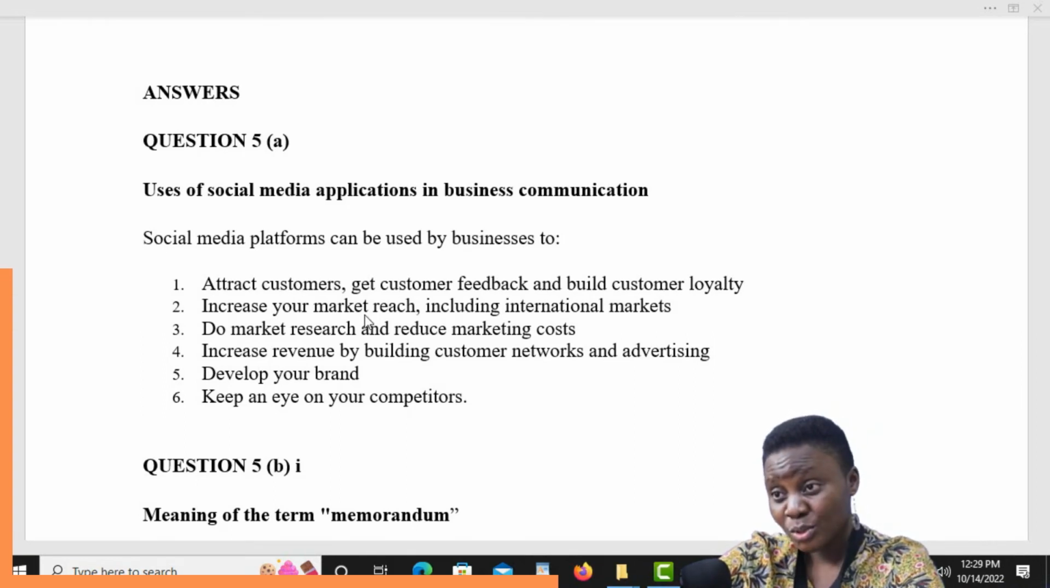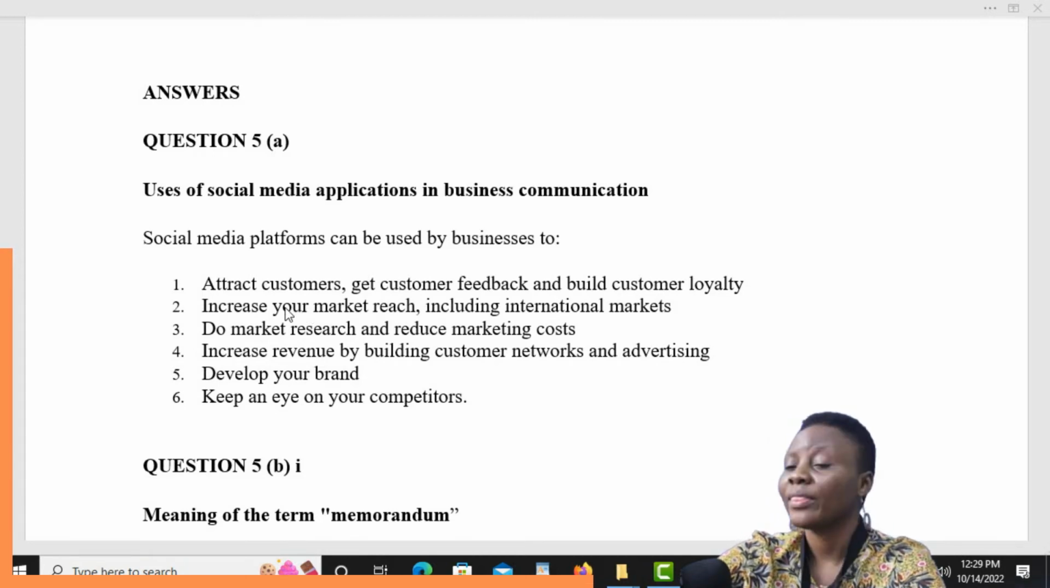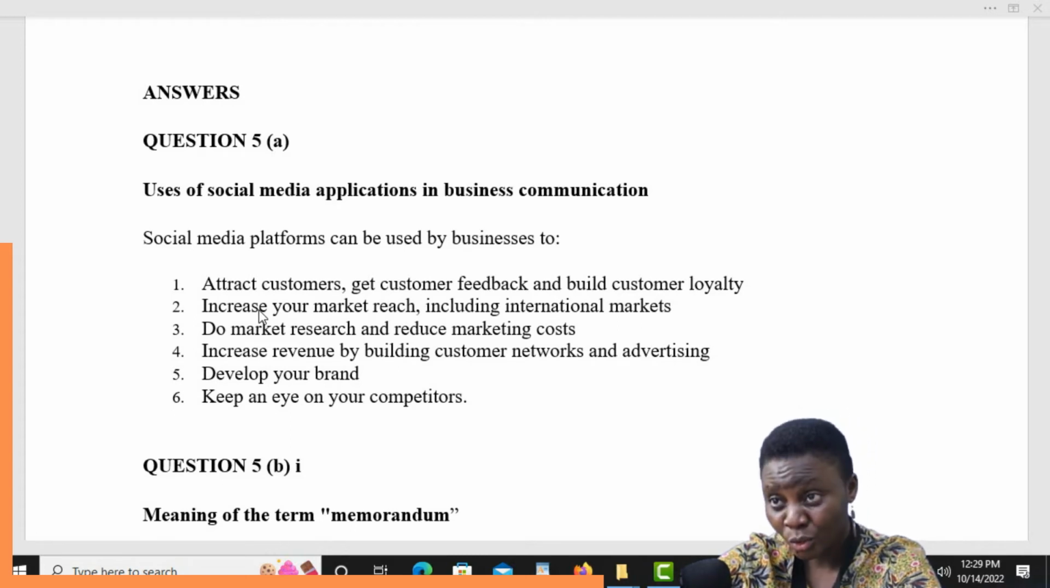So you can use them to do market research. I was confusing number 3 and number 2. These are 2 different things. Number 3 is market research, but number 2 is market reach. The moment you use your social media platforms to get information, to collect data, and gather opinions, that is what you call doing market research.